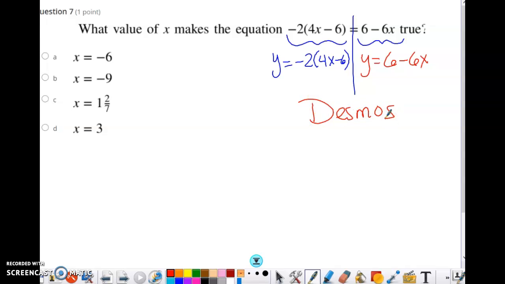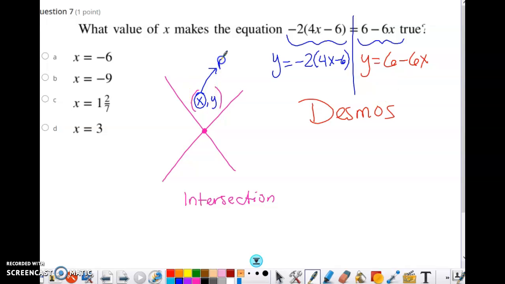Okay, you are going to look at where they cross, the intersection. Okay, you're going to look at that point, and the answer is only the x. (x, y), I only want the x. That's going to be your answer.